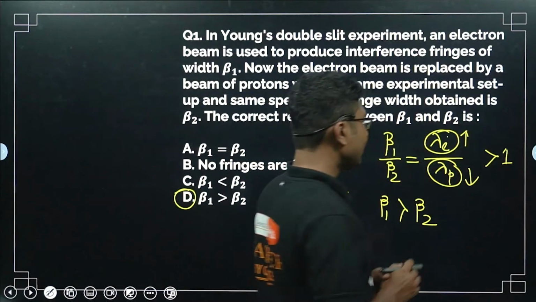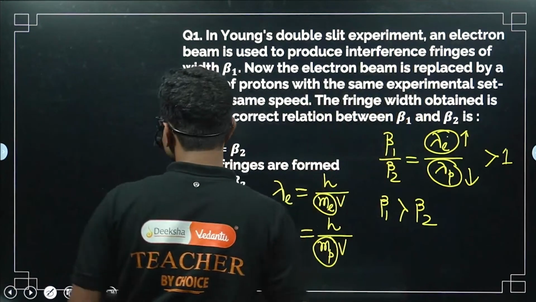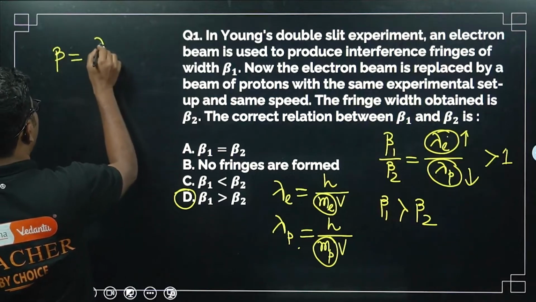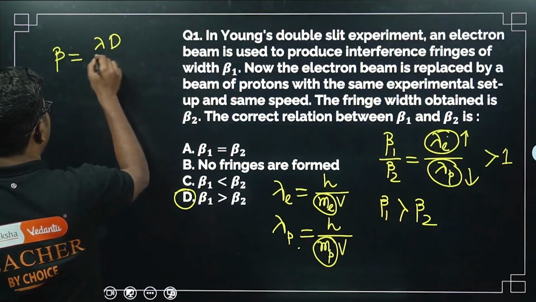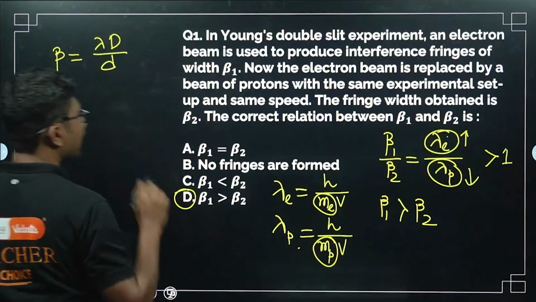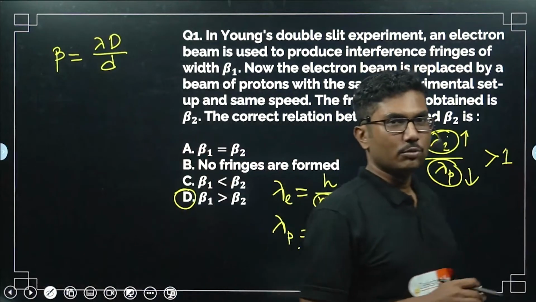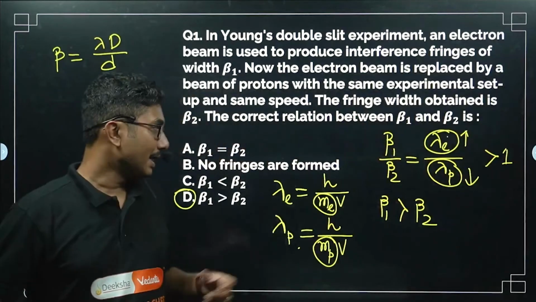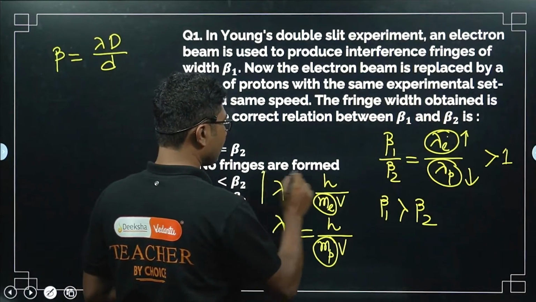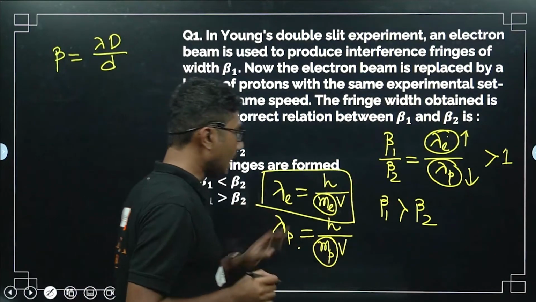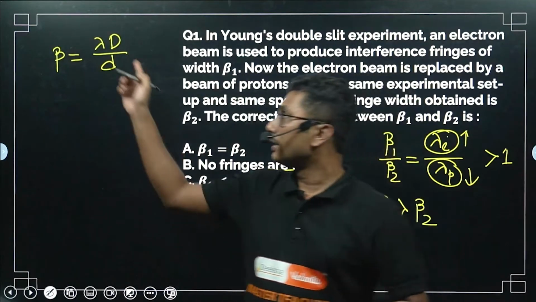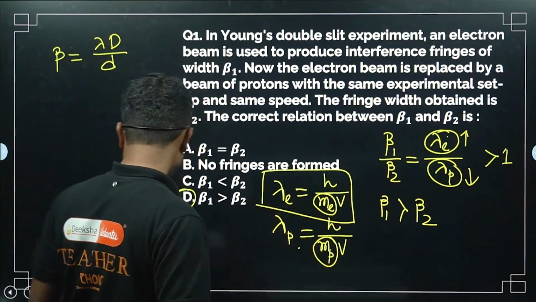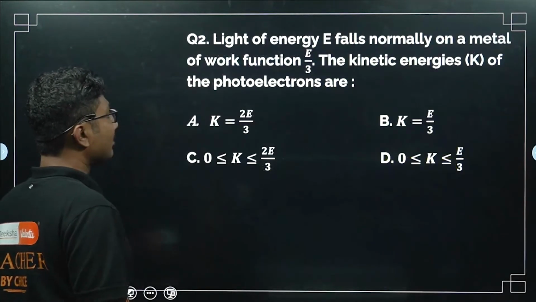But this question is deleted because the initial formula that you need, that fringe width is equal to lambda D by d, has been deleted from your PU board syllabus. If you are wondering which part you need to study, you still need to remember this formula. This formula is deleted, that's why this question is considered out of syllabus. Now let's look into the next problem.